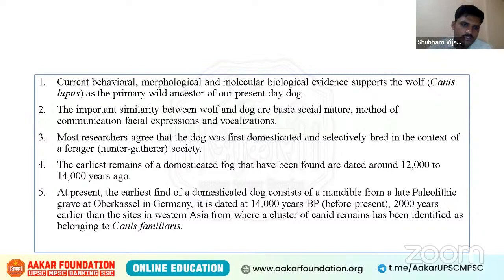Later on, the earliest remains of domesticated dog that have been found are dated around 14,000 years ago. Even 14,000 years ago, scientists suspect that people were domesticating this dog species. At present, the earliest finding of a domestic dog consists of a mandible from a late Paleolithic grave at Oberkassel in Germany, and it is dated 14,000 years before present. Okay, and before present means almost 12,000 years ago.